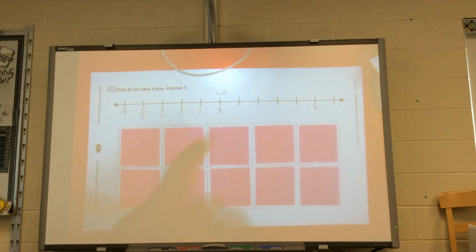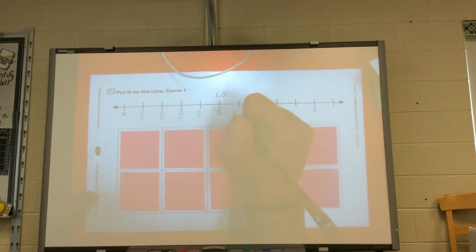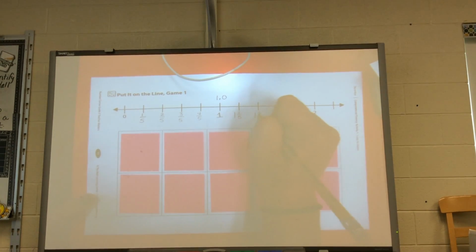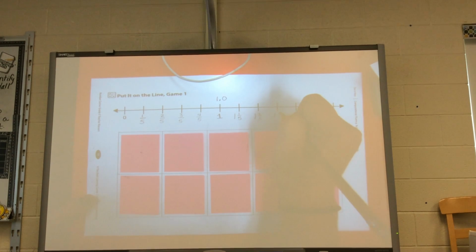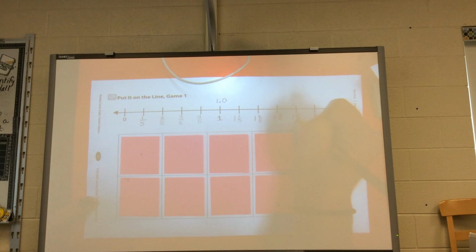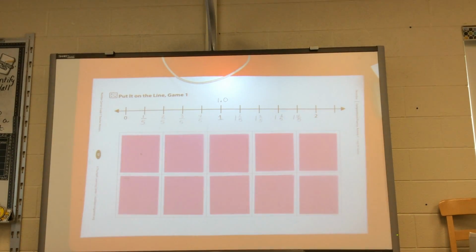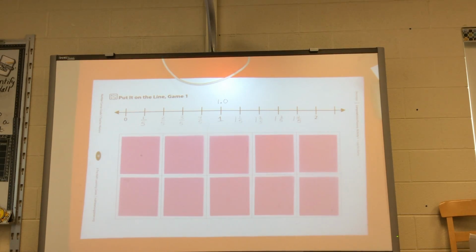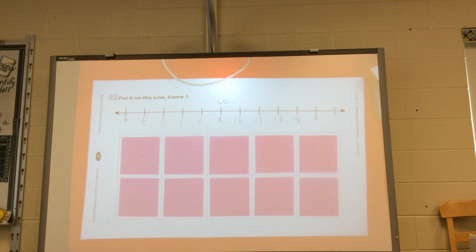Then I'm going to keep going. This is 1 and 1/5, 1 and 2/5, 1 and 3/5, 1 and 4/5. And that would be 1 and 5/5 or 2. Now I need to figure out what the decimal is that goes with fifths.